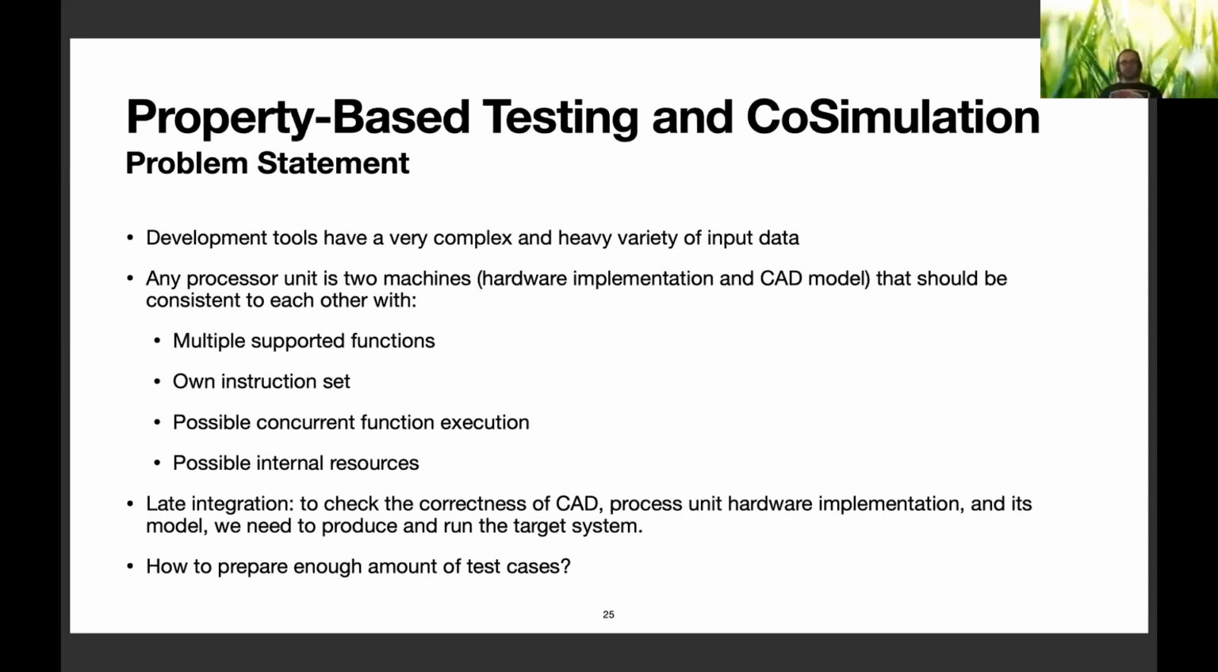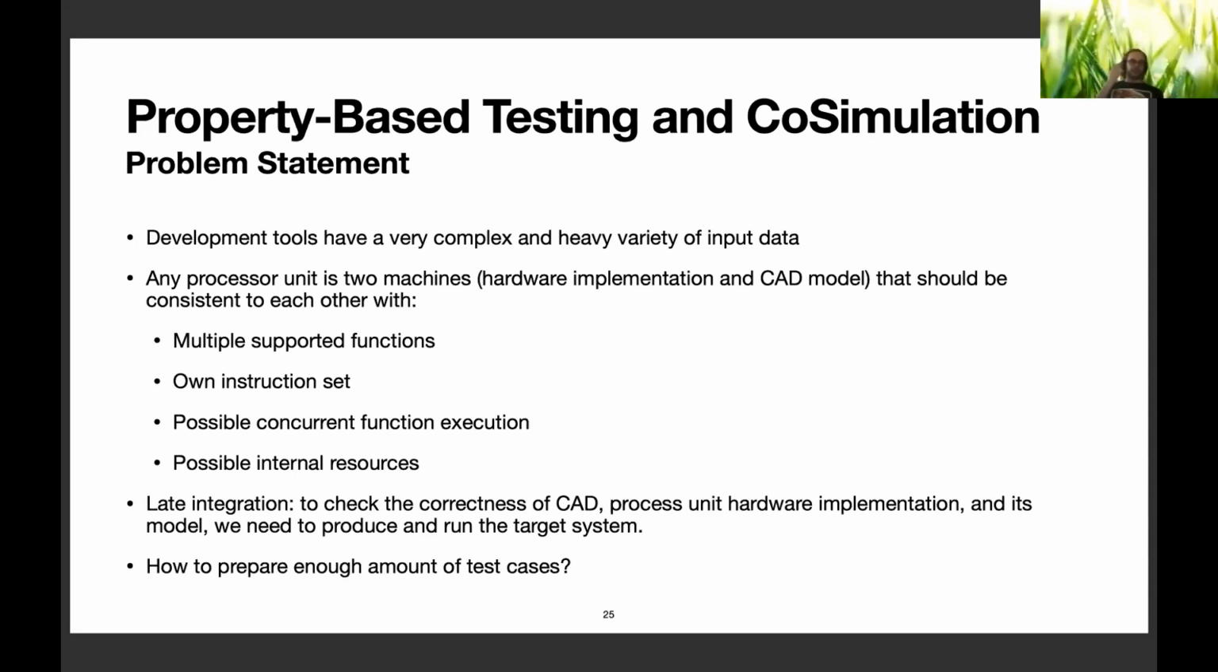For our project especially, because as I already said, our target processors are built from processor units, and each of those processor units contains two machines: the hardware implementation of the processor, and the CAD model, which describes how to use it to perform application algorithms. We need to check the correctness of the hardware implementation. We need to check the CAD model implementations, and their consistency for all possible variants of working with them.